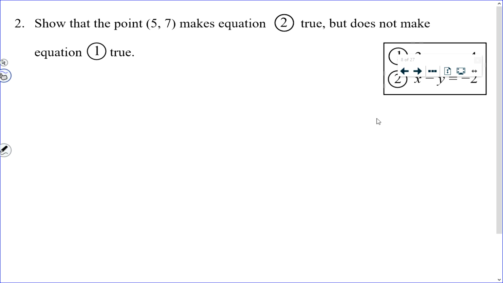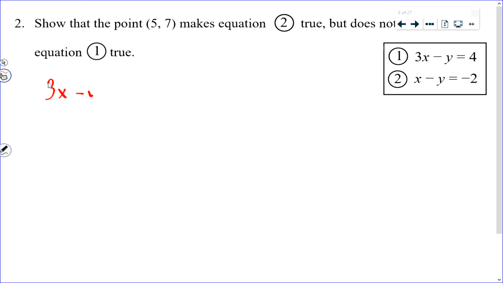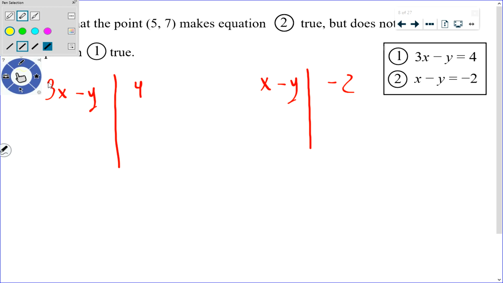Warm-up number 2, show that the point (5, 7) makes equation 2 true, but not 1. So let me rewrite the equations. I've just got them here so I can refer to them. Equation 1 is 3x minus y on the left-hand side, and on the right-hand side is 4. Equation 2 is x minus y on the left-hand side, and negative 2 on the right. This time our x coordinate is 5, so wherever we see an x, we're going to put a 5. Our y coordinate is 7, so wherever we see a y, we're going to put a 7.